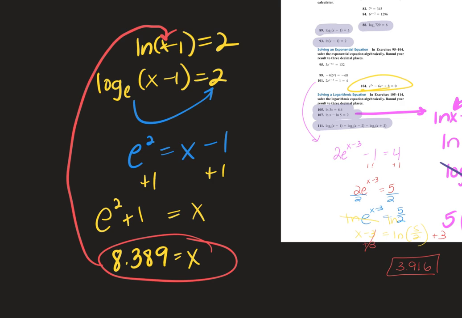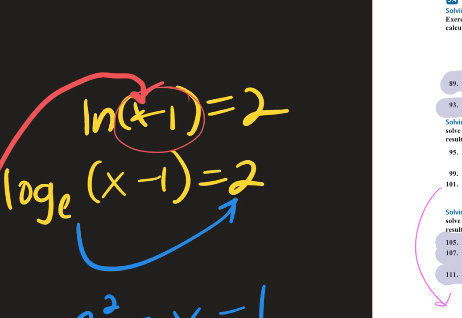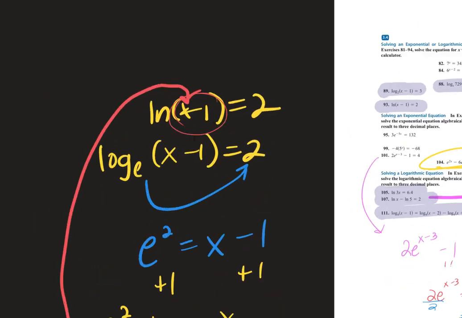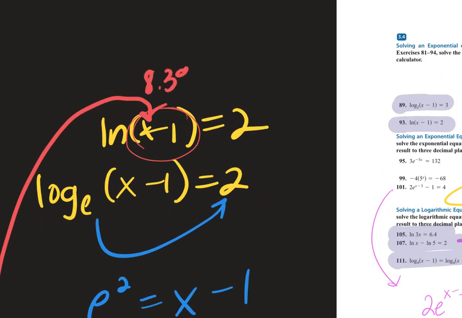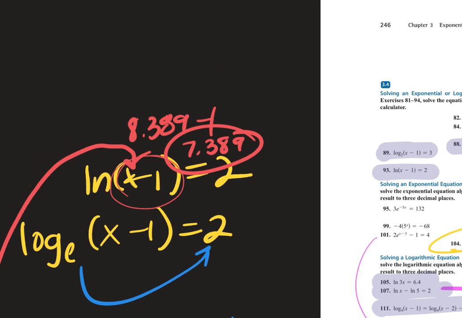So you plug it back into the parentheses. Really just seeing if I plug that value in here, 8.389 minus 1 is 7.389. As long as that number is bigger than 0, I keep it. If that was like x minus 9, now it's a problem and I can't keep it. And if it is 0, you can't keep it either, because you can't find the log of 0 and you can't find the log of a negative number. It has to be bigger than 0.